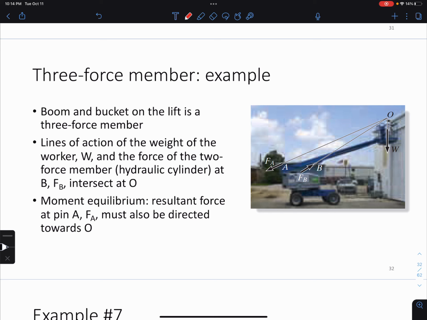An example of a three-force member here is the boom and bucket on the lift, basically. The line of action of the weight and the force of the two members at B, FB, intersect all at point O. So let's see how that looks. This is the weight, FA, FB, all intersect around a common point.